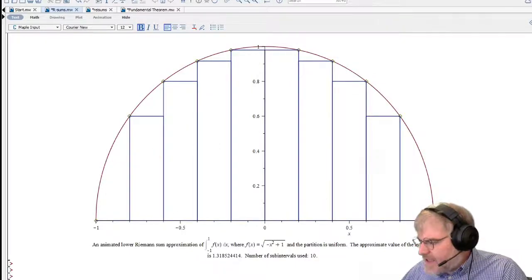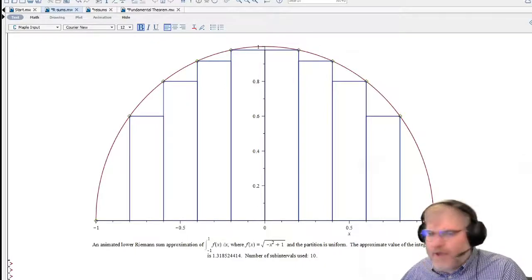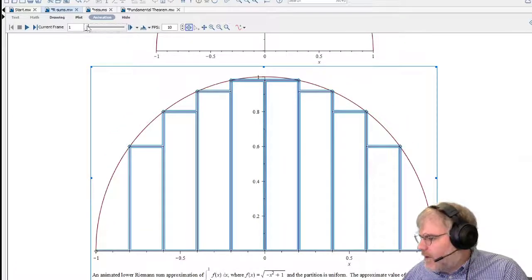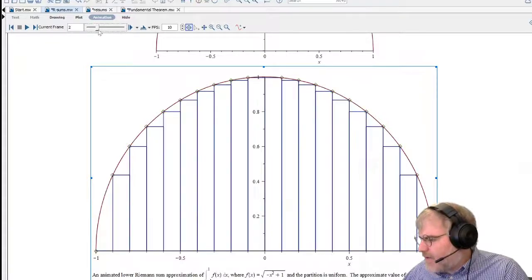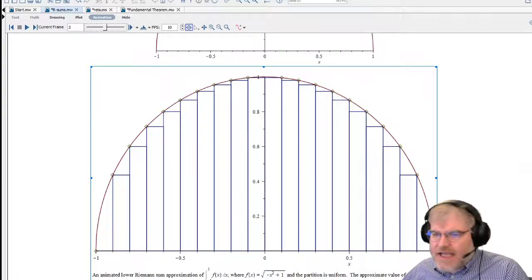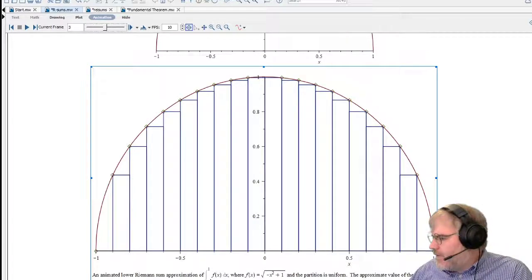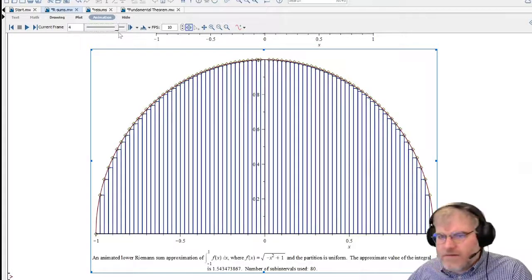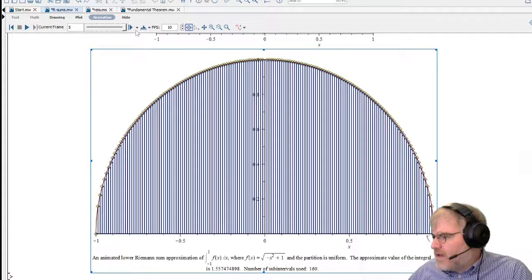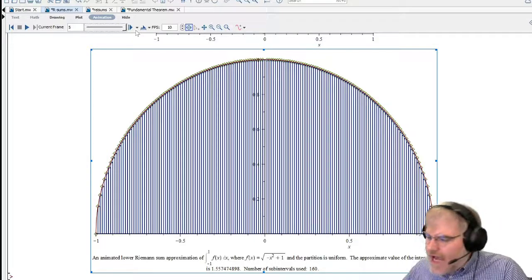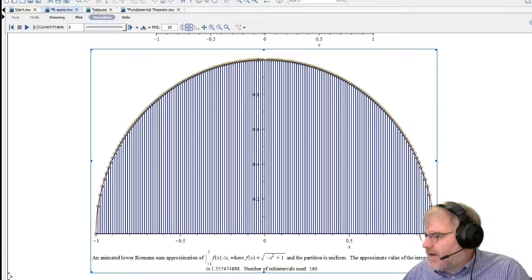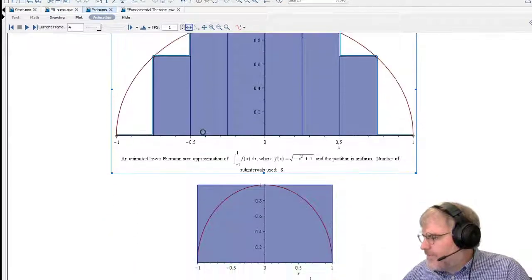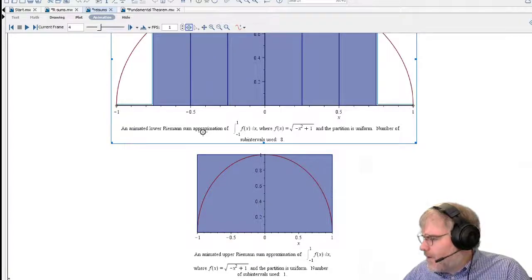So here I'm using 10 rectangles, and I get an estimate of 1.38. Now I'm going to add more rectangles, and when I add more rectangles, I take the area of those rectangles. So if I add 20 rectangles, I wind up with 1.4 something. And now I'm going to add more and more rectangles, and look what happens to that number. Right? It gets closer and closer to the actual area. Okay? Let's do another one.